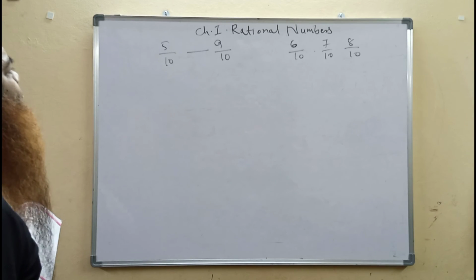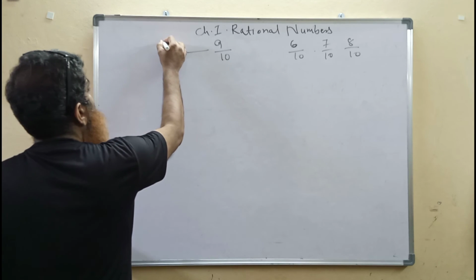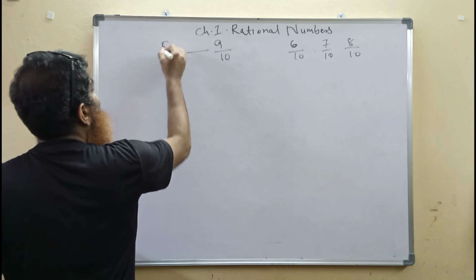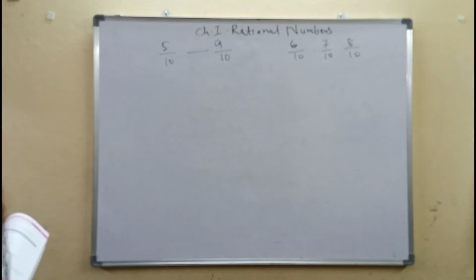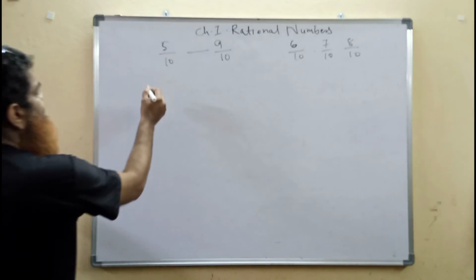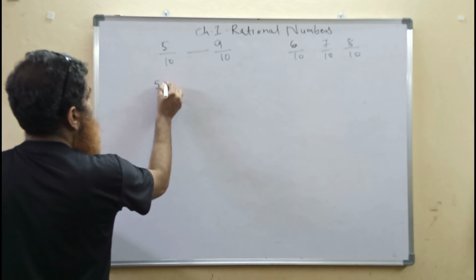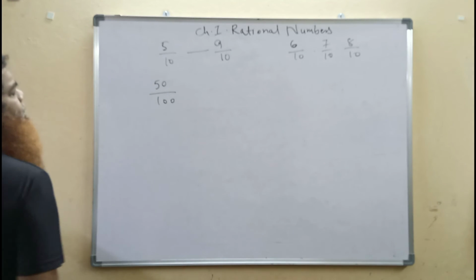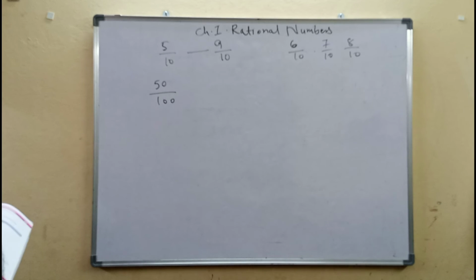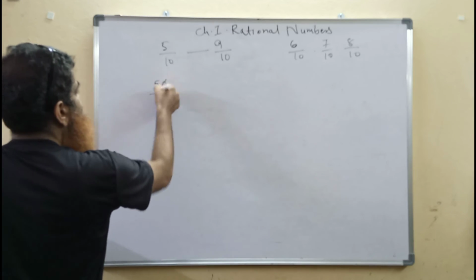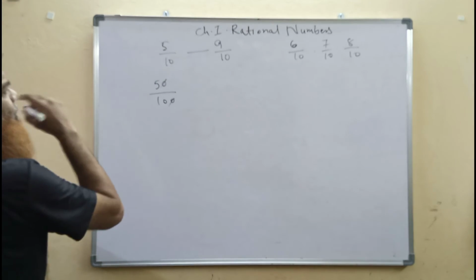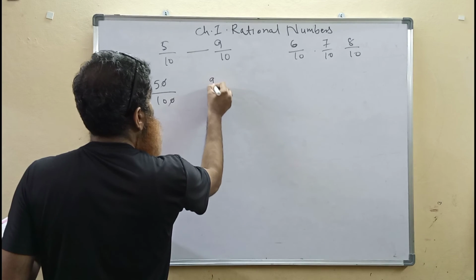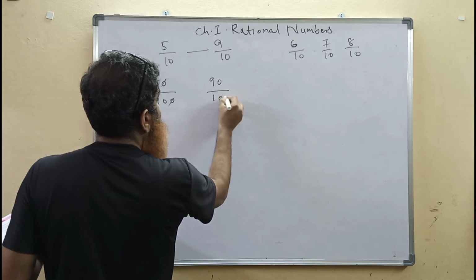As we began in the initial stage, we need to find 100 rational numbers between 5 by 10 and 9 by 10. This 5 by 10 we can write as 50 by 100. 5 by 10 is nothing but 50 by 100. So we can write 50 by 100, and this we can write as 90 by 100.